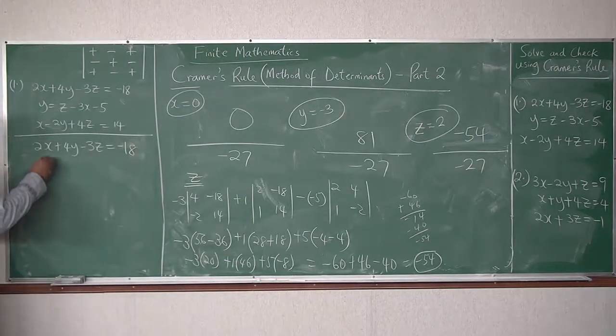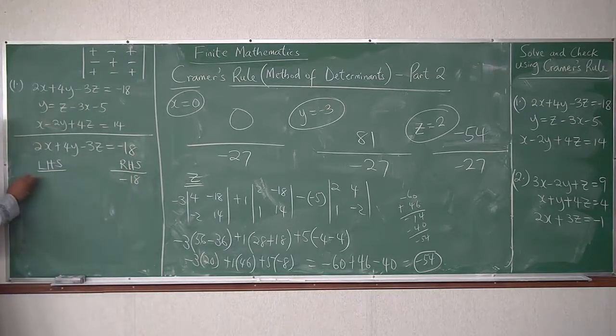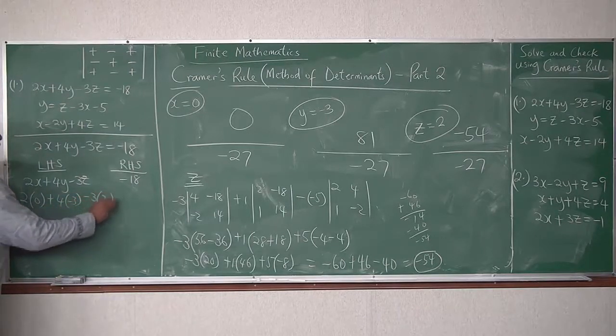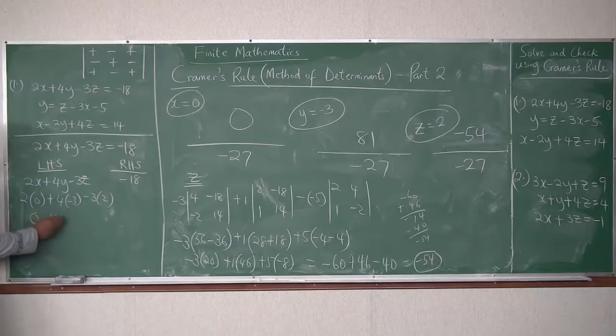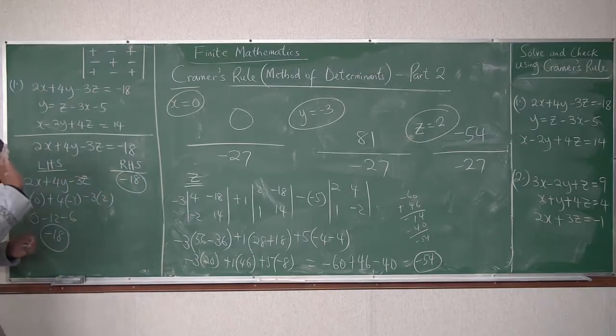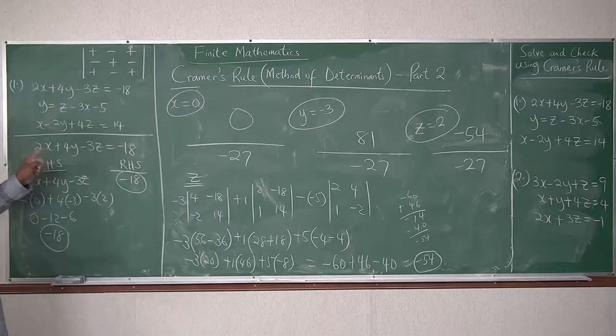Now this is left hand side, right hand side. Left hand side is negative 18, right hand side is negative 18. Left hand side 2x plus 4y minus 3z. So this is 2 times 0 plus 4 times negative 3 minus 3 times 2. So this is 0 minus 12 minus 6, which is minus 18. Minus 18 on your left, minus 18 on your right. You jump a little, you want to touch the sky, just jump a little, because you have done only one.